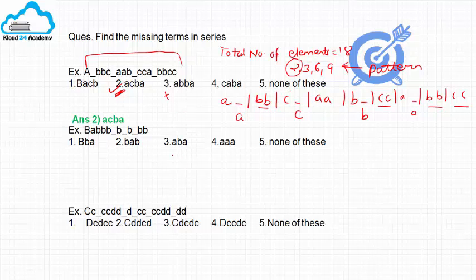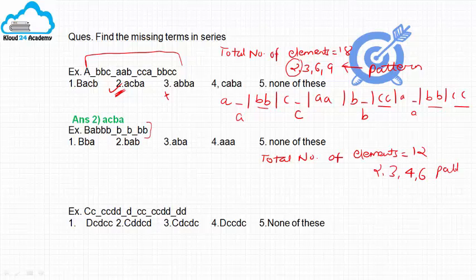Let's look at the next question. BABBB blank B blank B blank BB. Here total number of elements are 12. So all these elements taken together, their total is 12. 12 is divisible by 2, 3, 4 and 6. So pattern will be in this form.